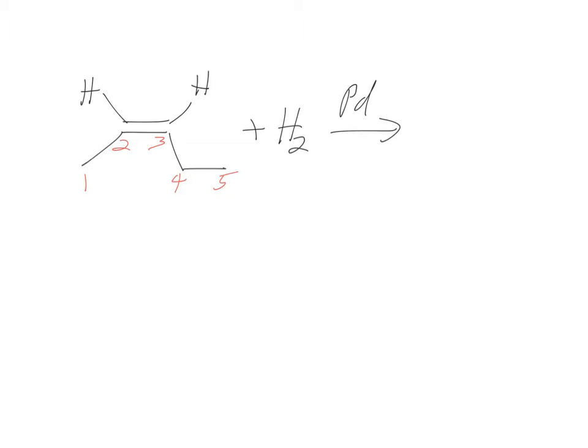We see H2 and we see palladium. All these reactions we've been doing are addition reactions, right? So we're adding stuff across pi bonds. In this case, we're going to add H2 across a pi bond. So you should also recognize that this is one of the reactions you don't need to know the mechanism for, but you need to know something about the stereochemistry about it.